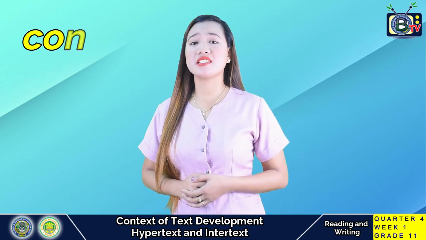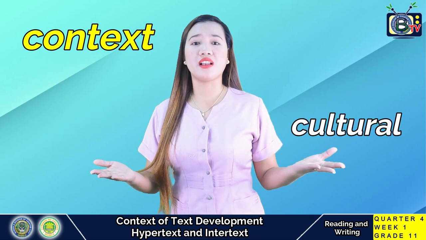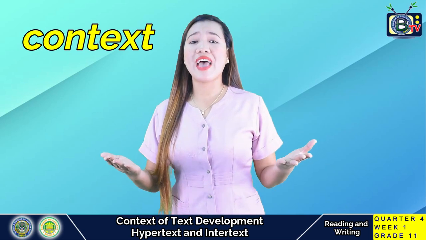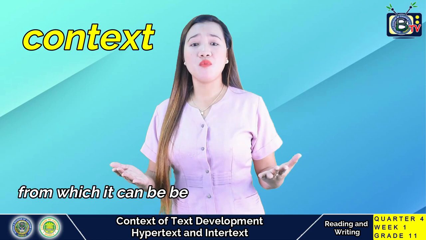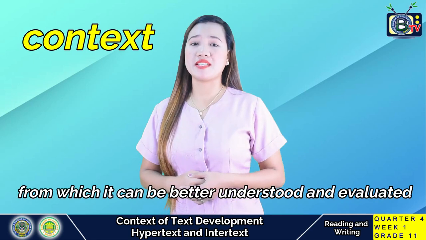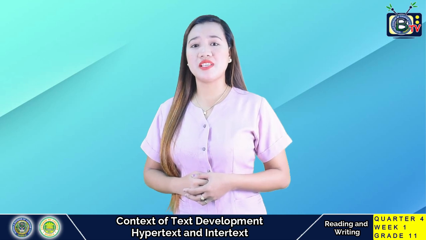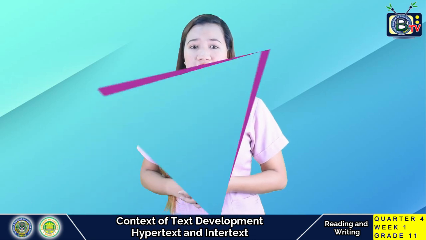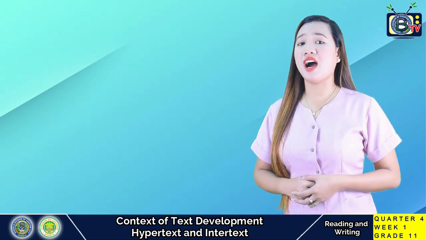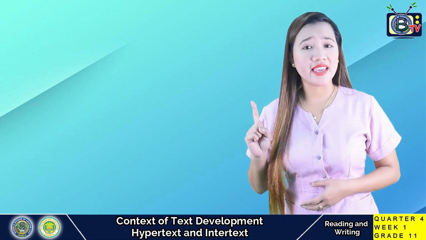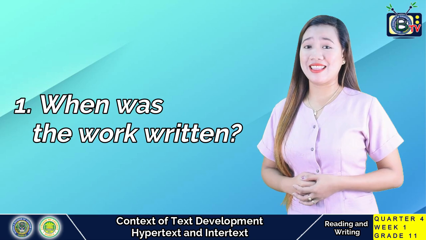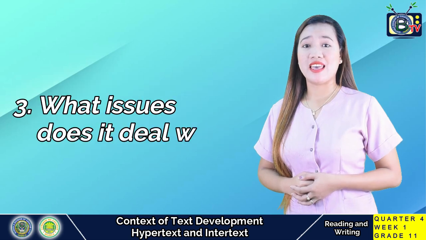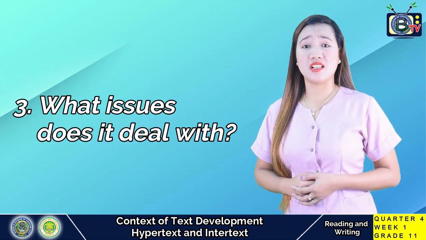Its meaning and interpretation are affected by a given set of circumstances. Thus, context is defined as the social, cultural, political, historical, and other related circumstances that surround the text and form the terms from which it can be better understood and evaluated. Knowledge of the text context helps in appreciating the text message more deeply. In discovering a reading context, you may ask questions like, when was the work written? Second, what were the circumstances that produced it? Third, what issues does it deal with?